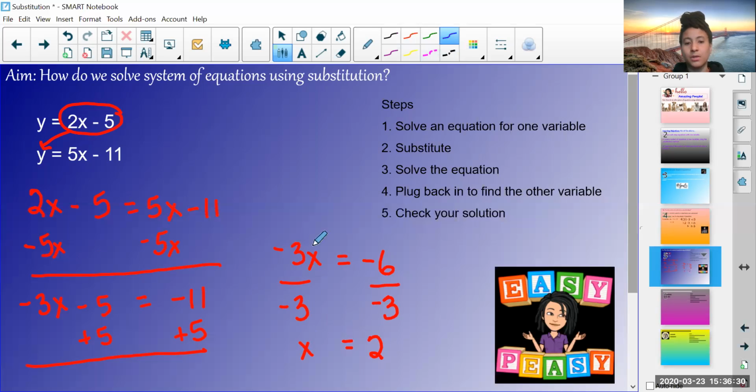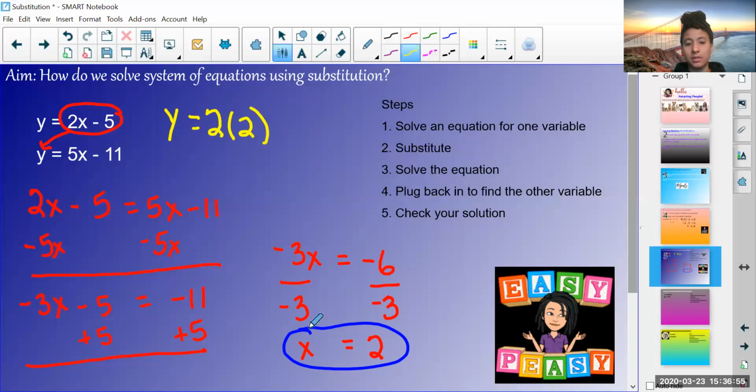All right? So now that we know that x is equal to 2, we want to plug back in to find the other variable. Does it matter which equation we use? No, we can use any one. So I'm just going to write it up at the top here. So now I have y equal to 2 times x, but I now know what x is, which is 2, right? So y is equal to 2 times 2 minus 5.